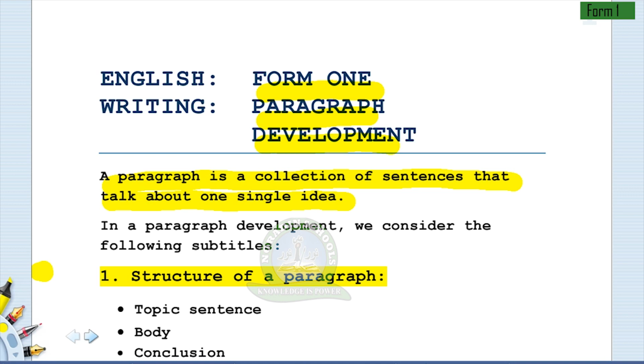In paragraph development, we consider the following subtitles. We divide into three subtitles. The first is called the structure of a paragraph. That is the parts of a paragraph, which are a topic sentence, a body, and a conclusion. I will explain each one later on.